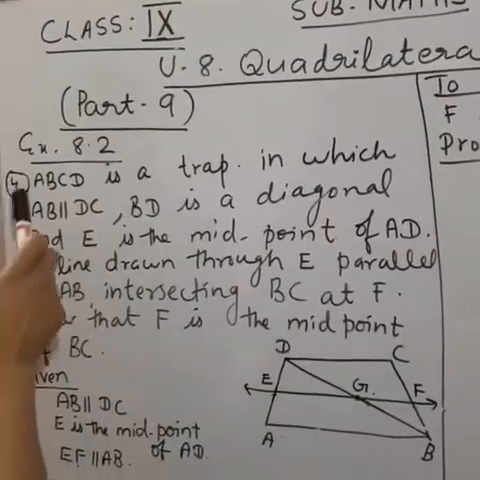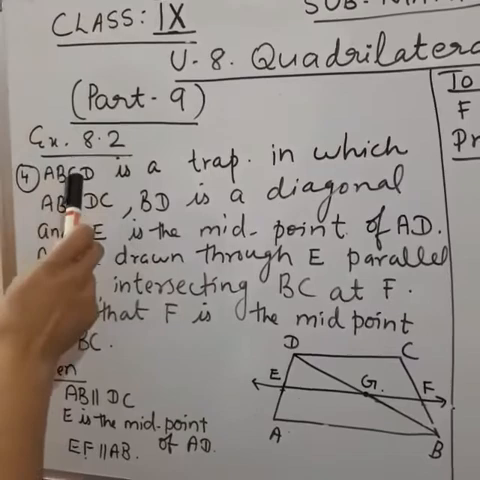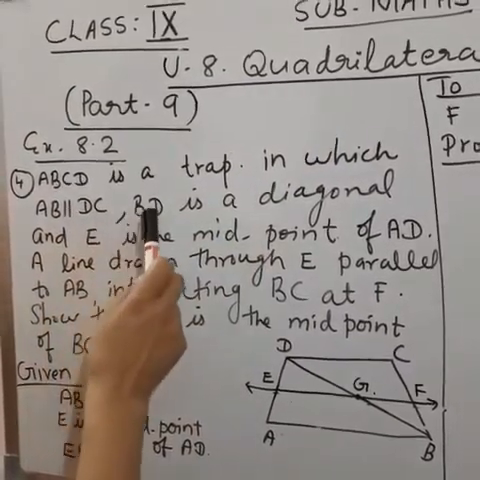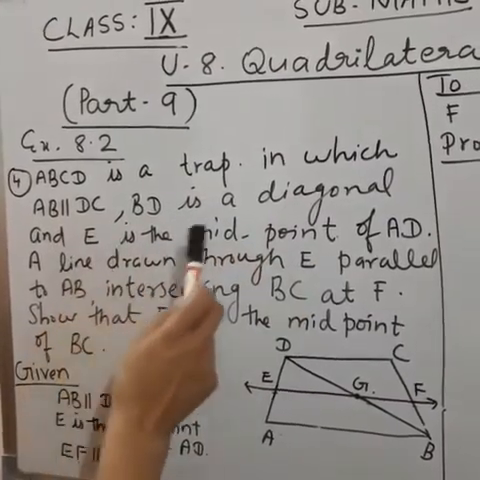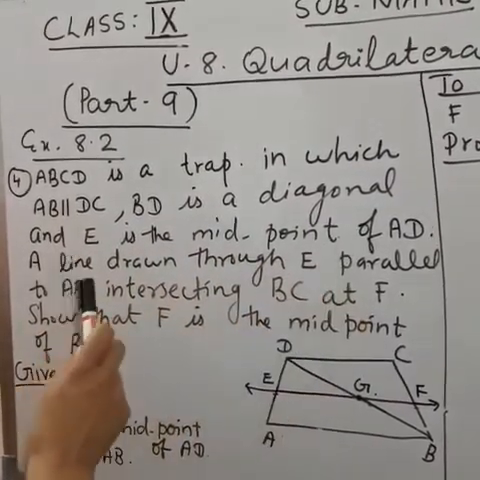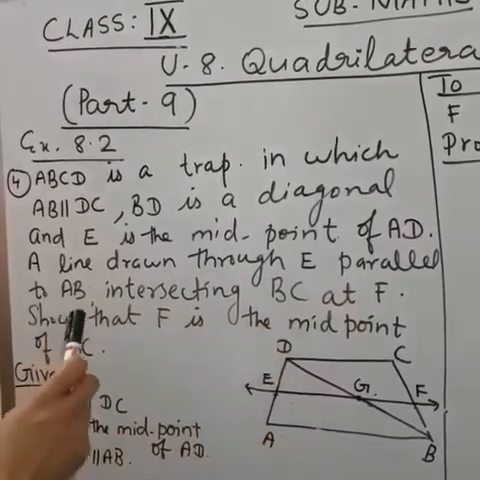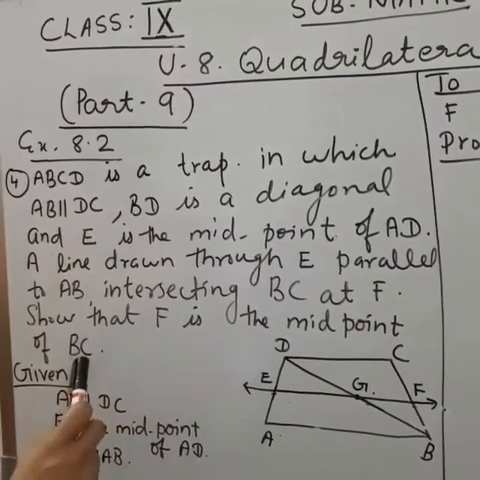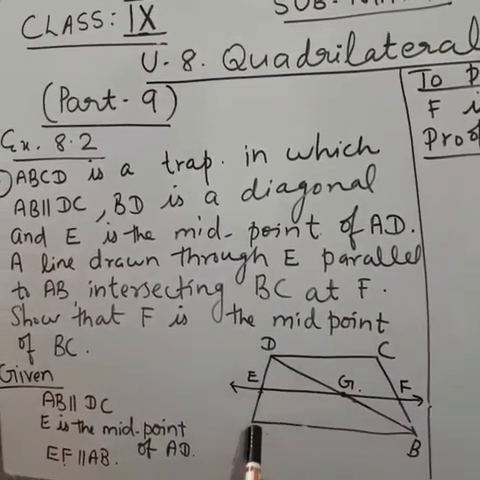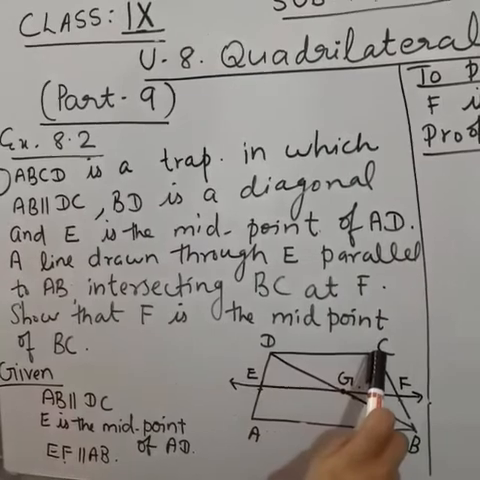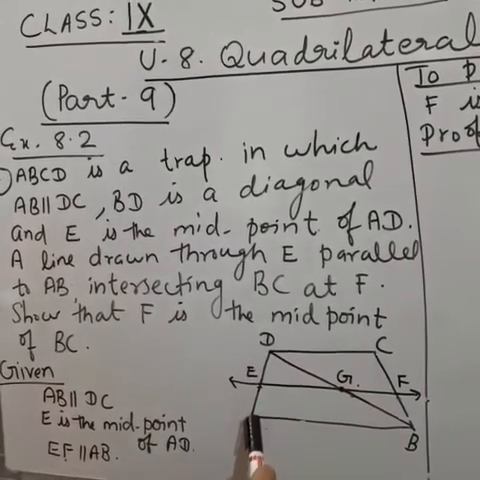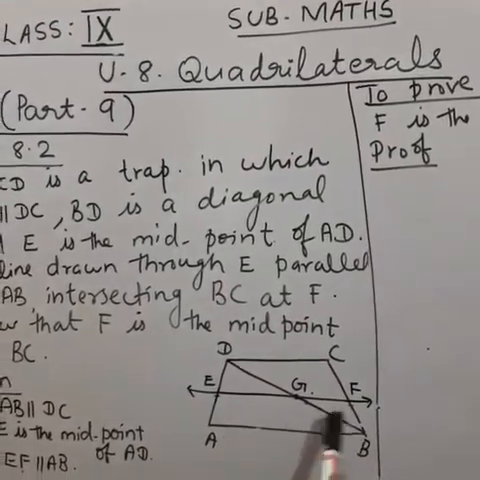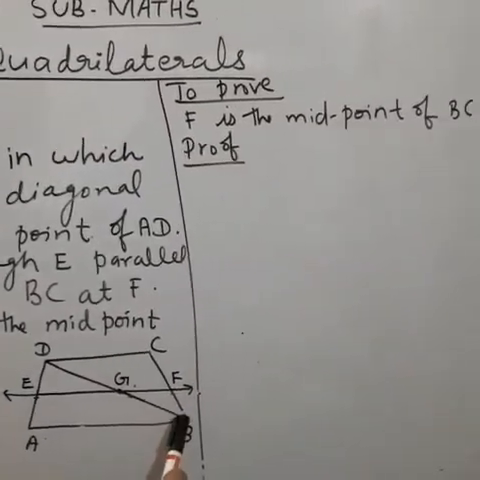Now let's discuss fourth question of exercise 8.2. ABCD is a trapezium in which AB parallel to DC, BD is a diagonal and E is the midpoint of AD. A line drawn through E parallel to AB intersecting BC at F. Show that F is the midpoint of BC. So given ABCD is a trapezium and AB parallel to DC, E is the midpoint of AD and EF parallel to AB. We have to prove F is the midpoint of BC.